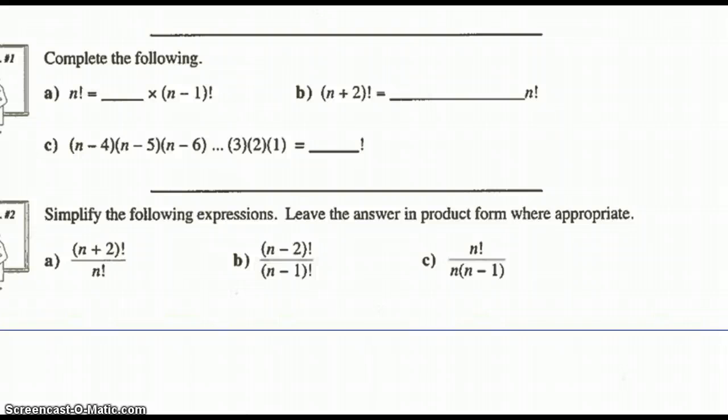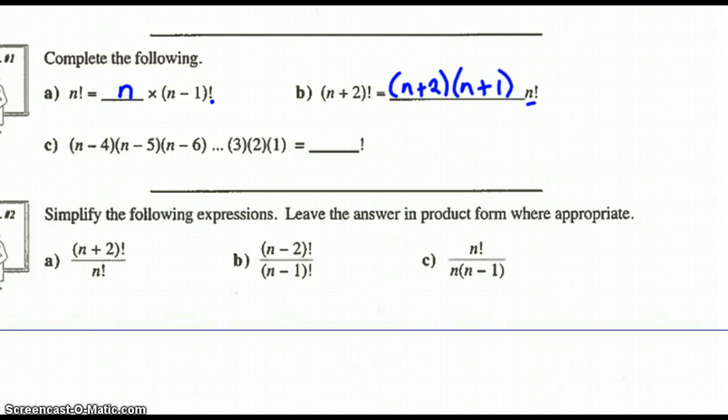So example 1, complete the following. N factorial, if we look up above, that's exactly like saying n multiplied by n minus 1 factorial. N plus 2 factorial means we always start with the n plus 2. You always start with what the original factorial is, and you reduce by 1. 1 less than n plus 2 is n plus 1. 1 less than that is n, and we've got the n factorial there. So that's an equivalent statement.